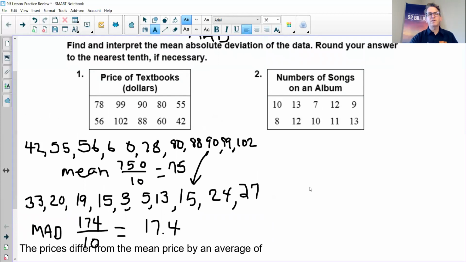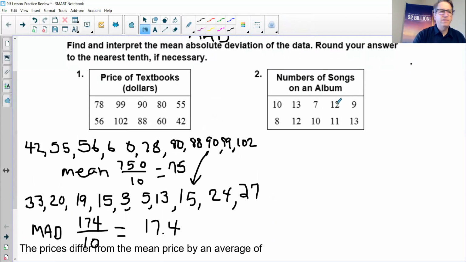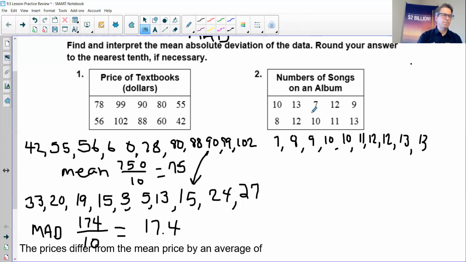Number 2, number of songs on an album. Here we go. So rank these out: 7, 8, 9, 10, 10, 11, 12, 12, 13, 13. Okay, so just check them off as we go.